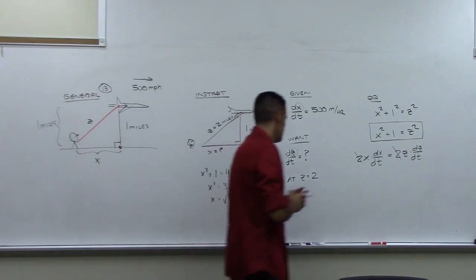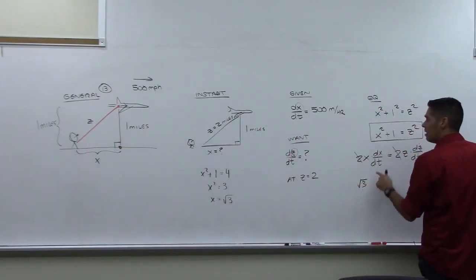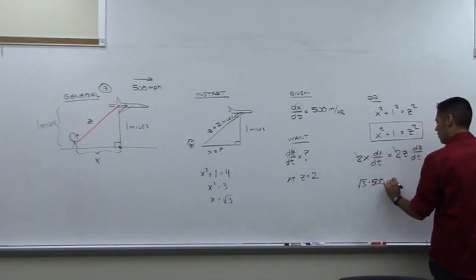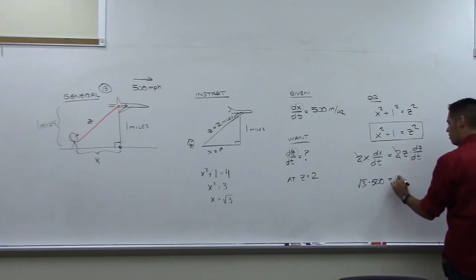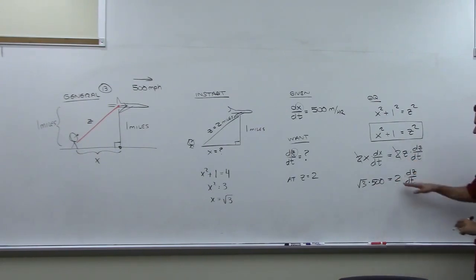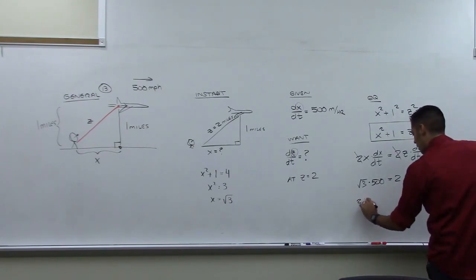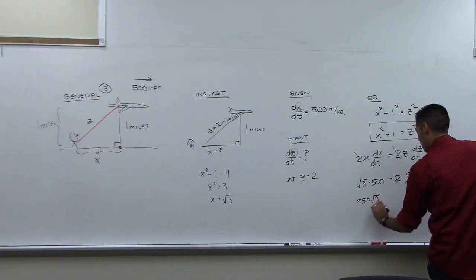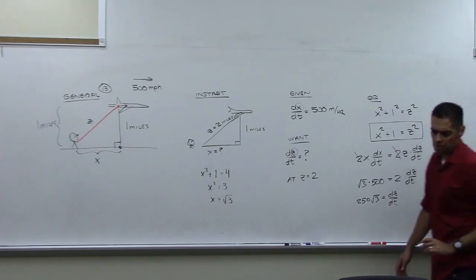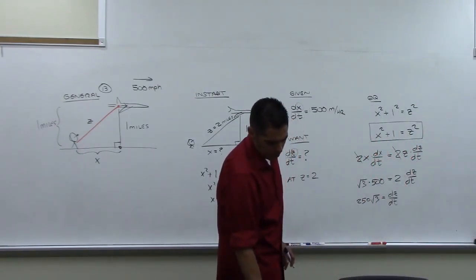So now I'm just going to plug everything back in. X is root 3. Dx dt is 500. Must equal z, which is 2, times dz dt. And then I'll divide both sides by 2. That'll become a 250. So I'll write it this way. 250 root 3 is equal to dz dt. And do we want to get this as a decimal? Let's see what the book does.